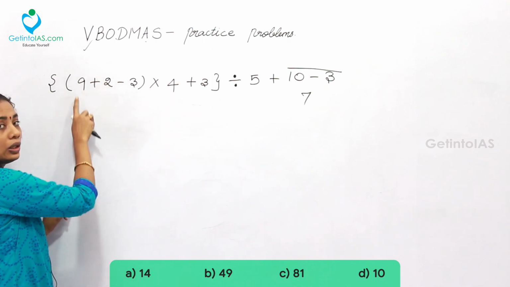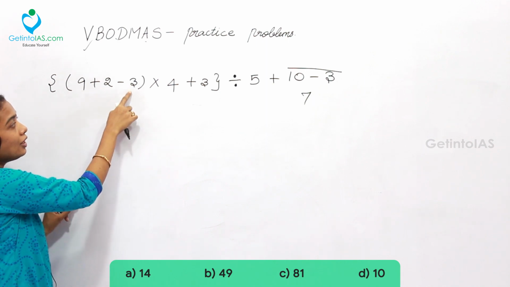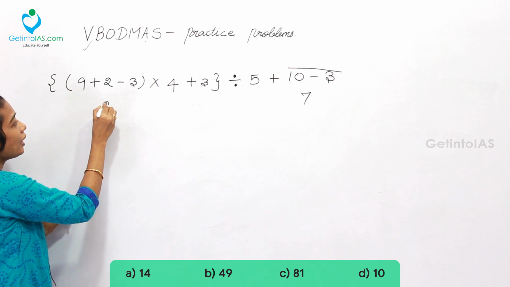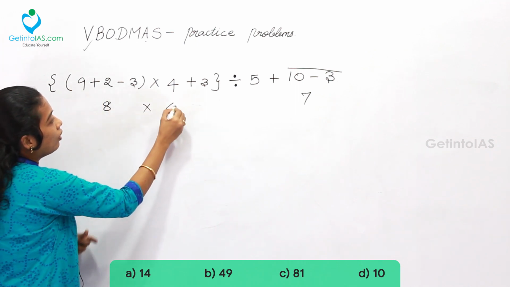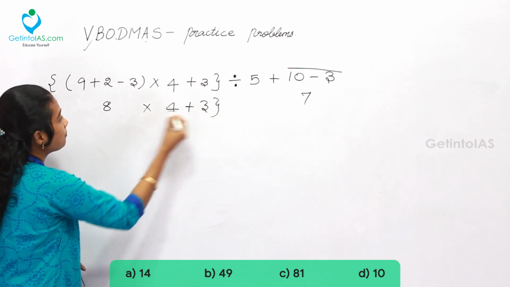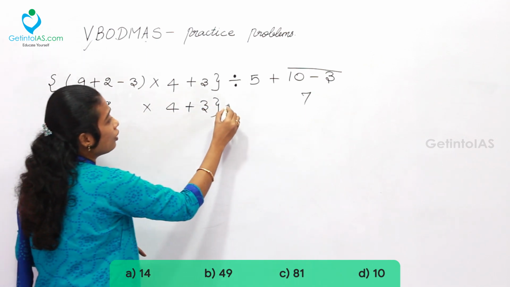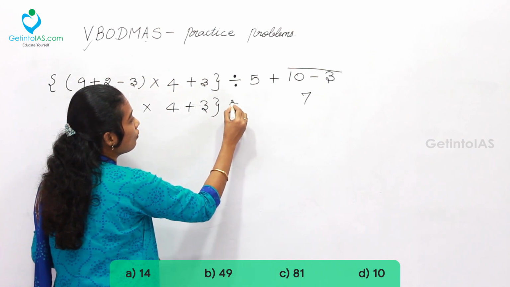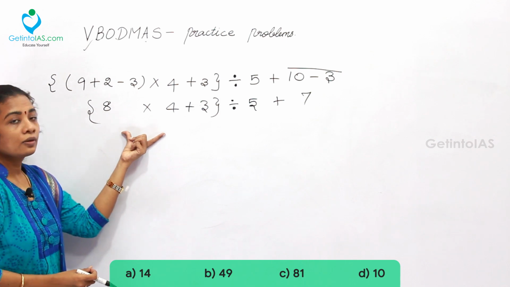So here we can use the rule. Addition, 9 plus 2 is 11. 11 minus 3 is going to be 8. 8 inside of the small bracket. So I am repeating all other values like that. The small bracket has gone away, and only the curly braces are left. Now we are going to deal with the curly braces.